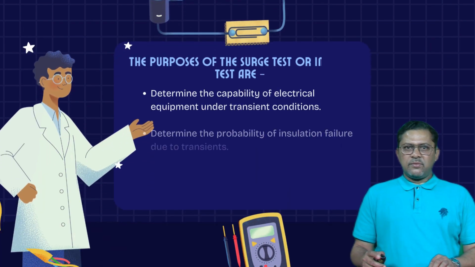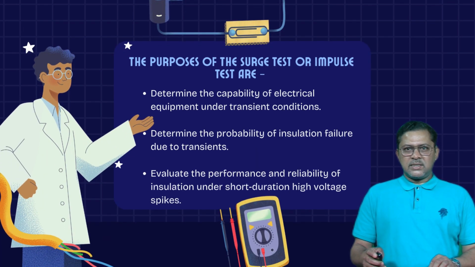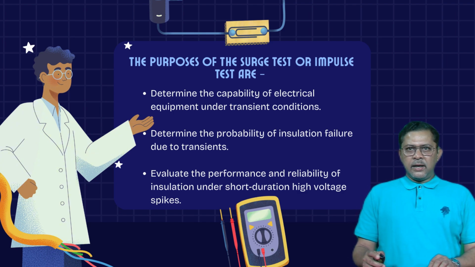The purposes of the surge test or impulse test are: to determine the capability of electrical equipment under transient conditions, to determine the probability of insulation failure due to transients, to evaluate the performance and reliability of insulation under short duration high voltage spikes.